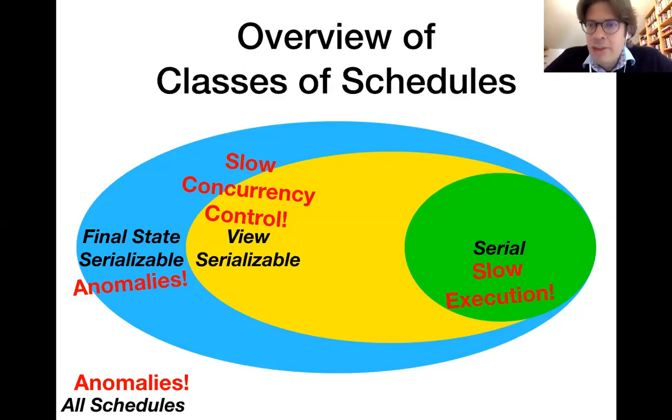So in a way, none of those classes of schedules seems to be a good choice for aiming as a goal in concurrency control. So we need something else. And in the following, we're going to discuss an alternative class of schedules that is a much better compromise between those different quality criteria.